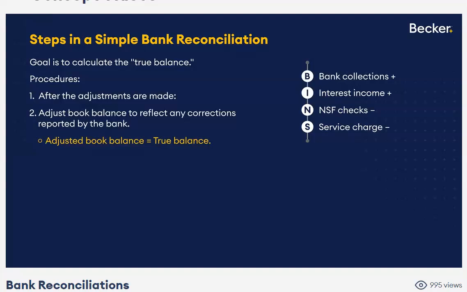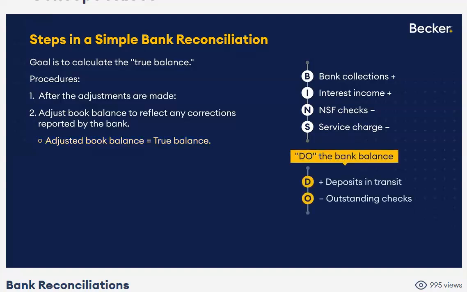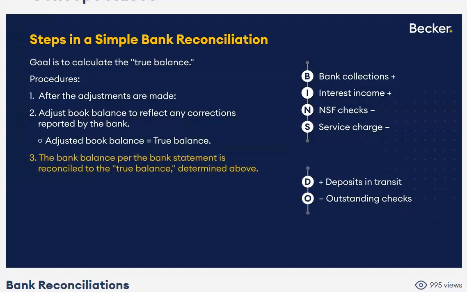Now we got to get that same amount for the bank. So we got to do our bank adjustments. DO, what do? Add the deposits in transit, subtract the outstanding checks. Okay, that gets adjusted from the bank balance. Now we should have the same true balance for both the books and the bank, and then we'll report that on the balance sheet. So here we go.